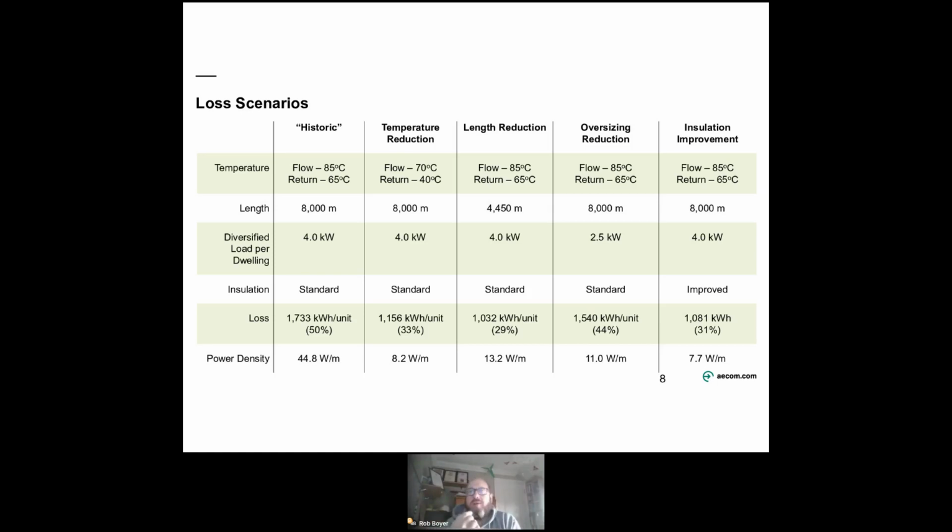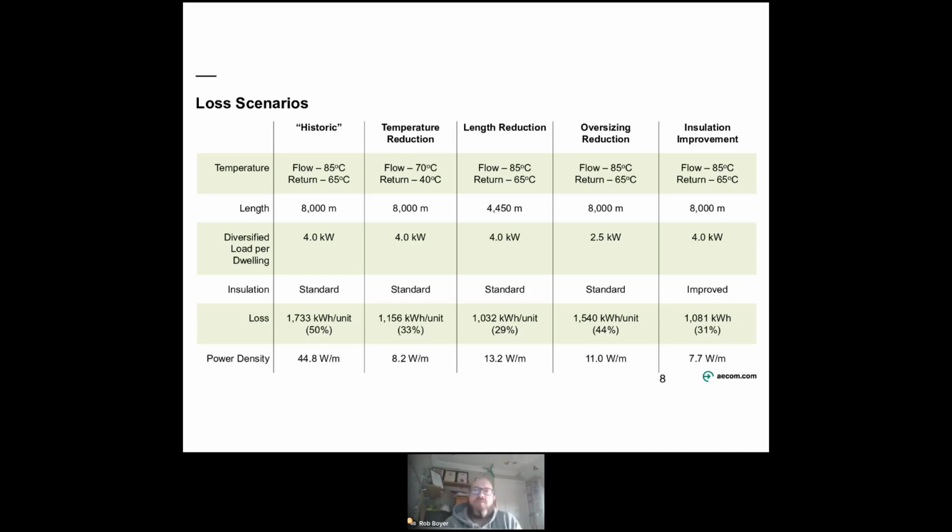But when you combine them, they don't have the same level of impact because obviously they all interact with one another. So first off, we reduced the temperatures from 85-65 to a very simple 70-40. Something as simple as that has reduced our losses from 50% down to 33%. If we reduce the length, you can see it has gone from 8,000 meters to 4,450, and I will put a slide up on how that was achieved, but it's still oversized. We've gone down to 29% loss.